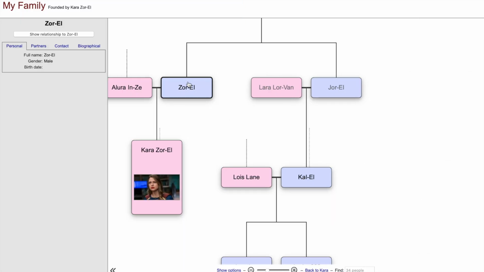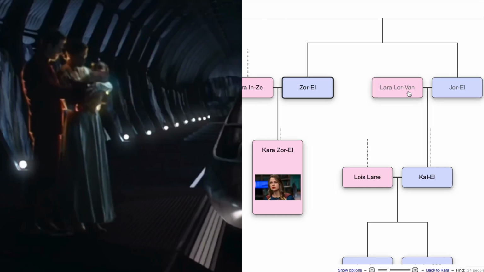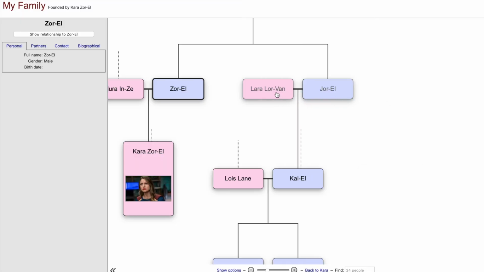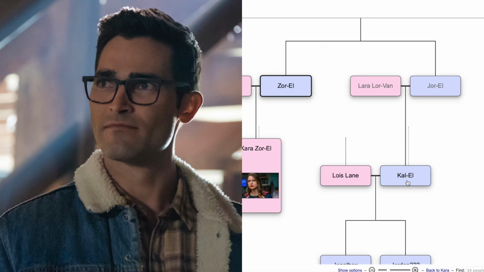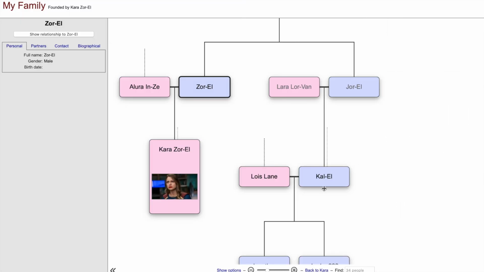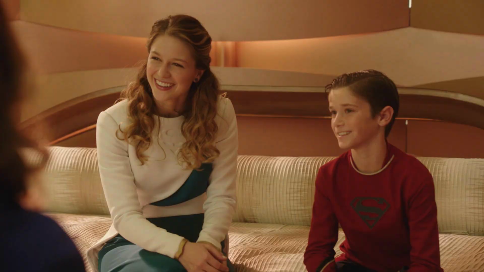When we go over here, Zor-El's brother Jor-El married Lara Lorvan. Now, it is never stated on the show what her name actually is, but in all the comics, Superman's biological mother is named Lara Lorvan. So, Jor-El and Lara had a baby, Kal-El. Now, we have connections here. So, Kara and Kal-El are cousins. So, if we go up here, brother, son, boom, cousins.